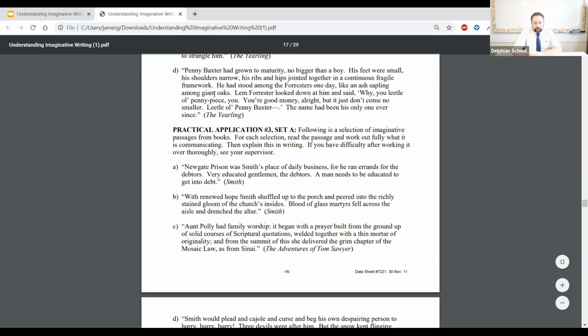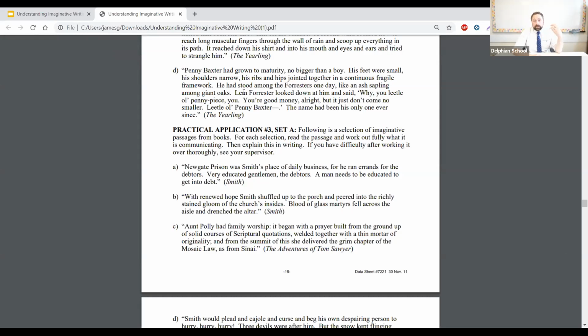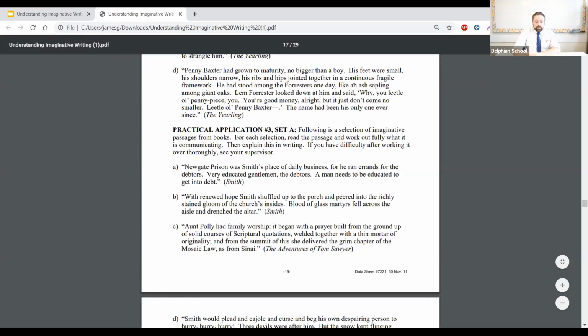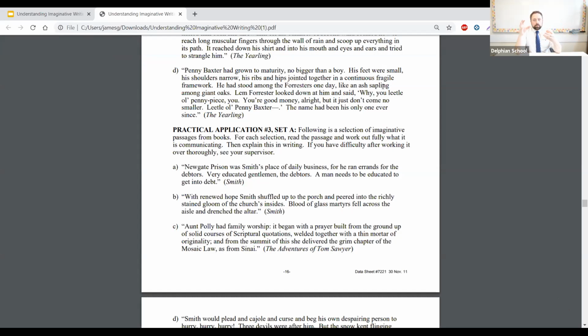So ash and oak, those are just different types of trees. You could go on Google Images and look up a picture of what an ash tree looks like and what an oak tree looks like if you haven't seen one before. But a sapling is like a young tree. It's a little baby tree that's just starting to grow. Usually the trunks are really skinny.